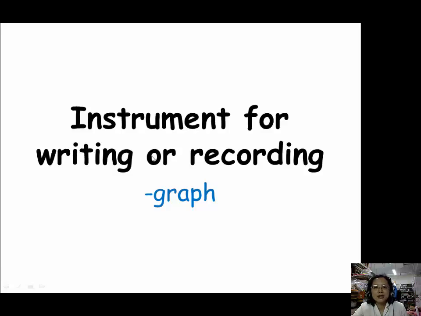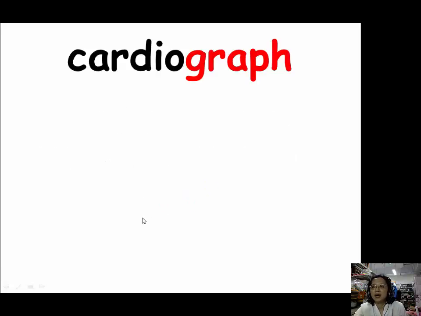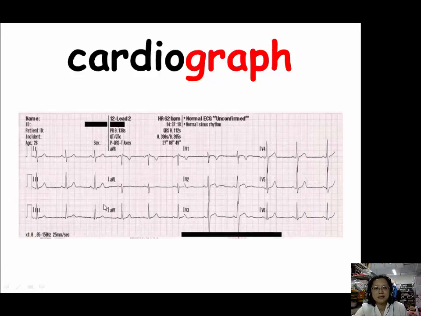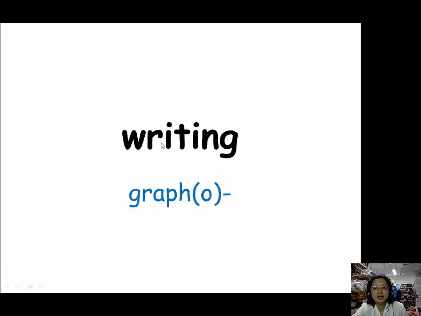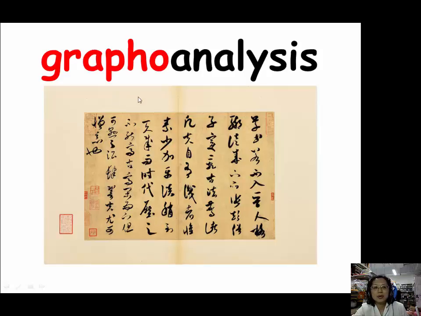For instrument for writing or recording, we could use this suffix graph, G-R-A-P-H. And our example is cardiograph. Cardiograph is an instrument designed to record some element of the heartbeat. Remember, the prefix cardio means heart, right? And as the action of writing, we could use this prefix, grapho, G-R-A-P-H-O. Our example is graphoanalysis.